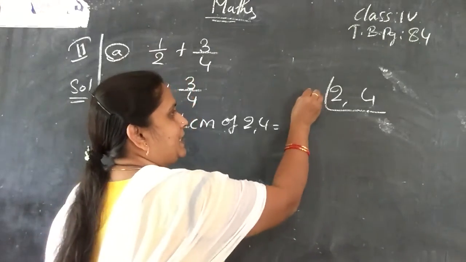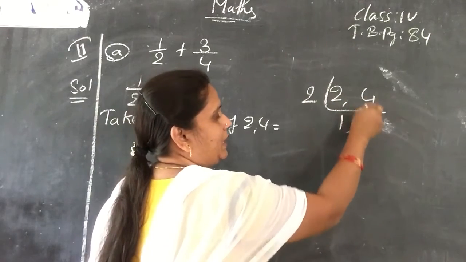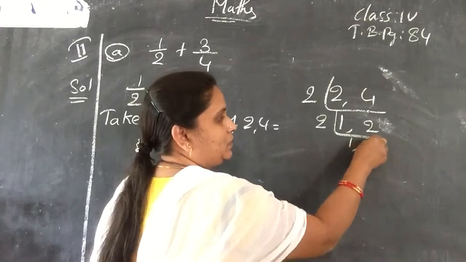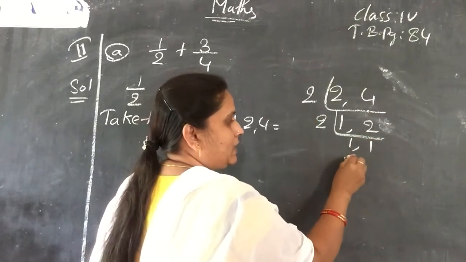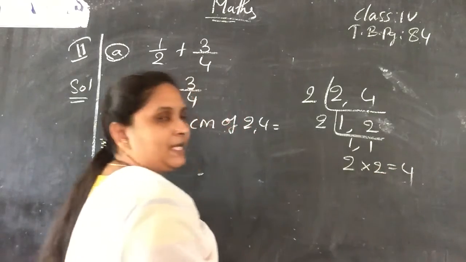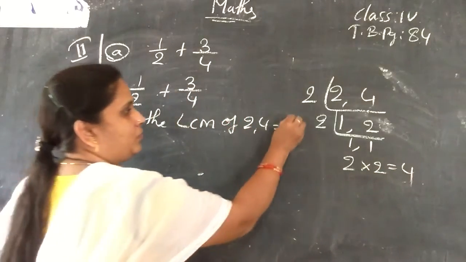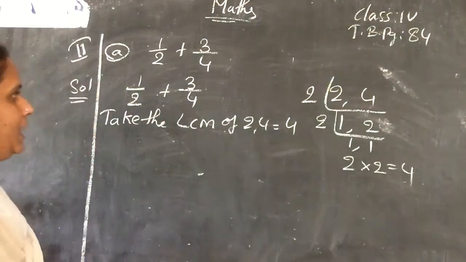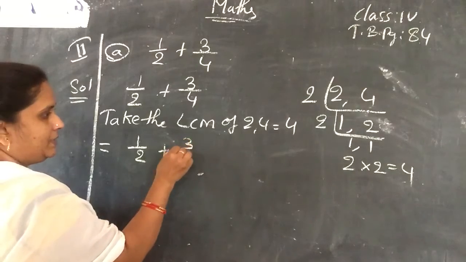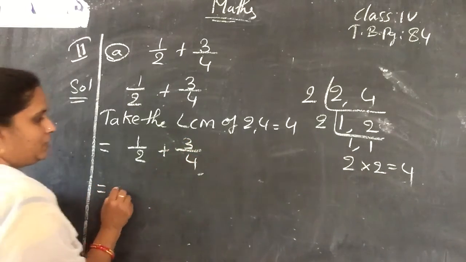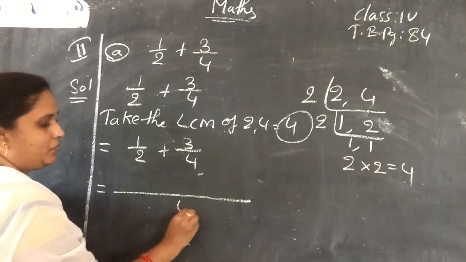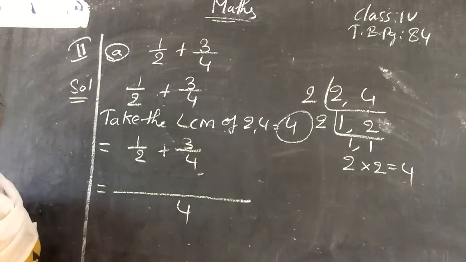So here I am starting with 2. 2 1s are 2 and 2 2s are 4. Again 2 is there, no? So I am dividing with 2. How many times is 2 repeated? 2 times. 2 2s are 4 is the answer. It means the LCM is 4. Now I am writing 1 by 2 plus 3 by 4 is equal to, what is the LCM I got, children? 4, no? So write the 4 down the line.